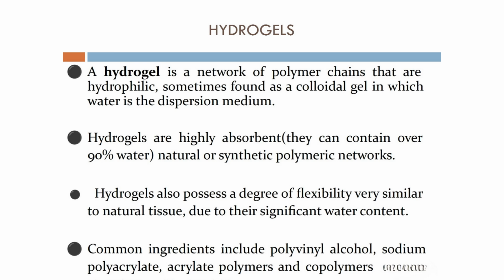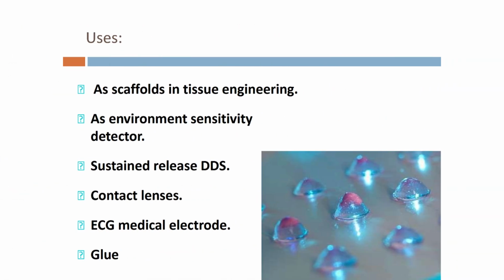Because of all that water, hydrogels also possess a degree of flexibility very similar to natural tissue. Common ingredients used to make them include polyvinyl alcohol, sodium polyacrylate, and acrylate polymers and copolymers. So what are hydrogels used for? Their uses are quite diverse.